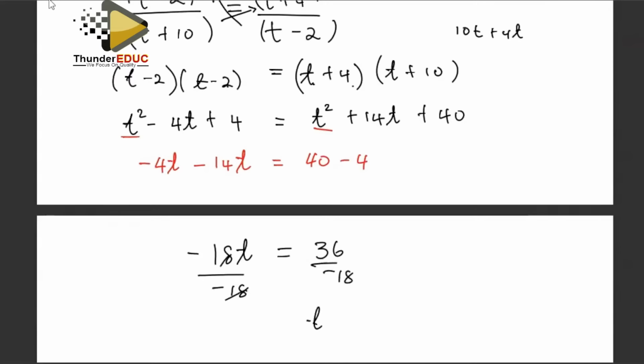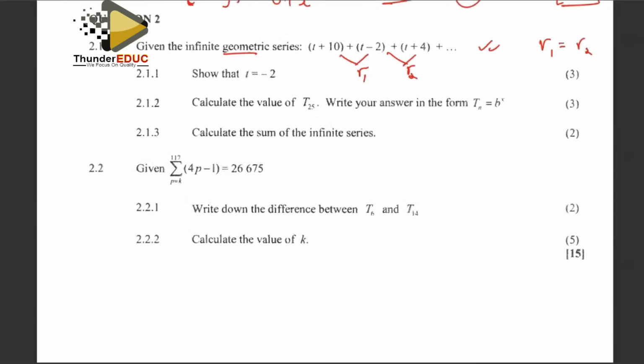All right, then t automatically becomes negative 2. So that's how those 3 marks would have been obtained. All right, then we move on.